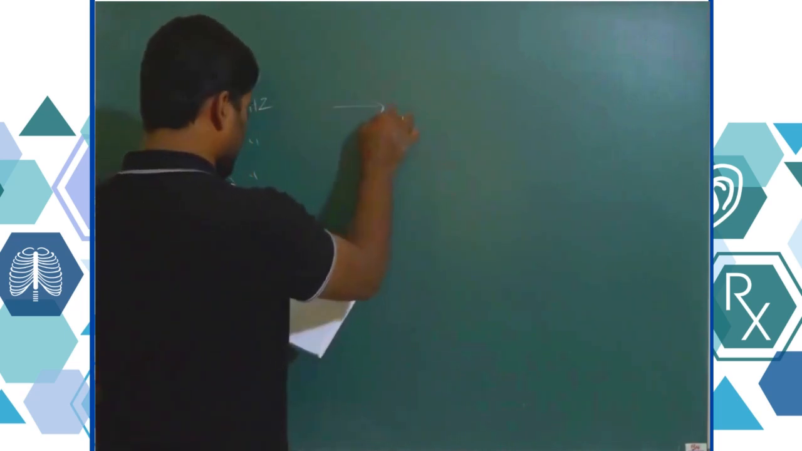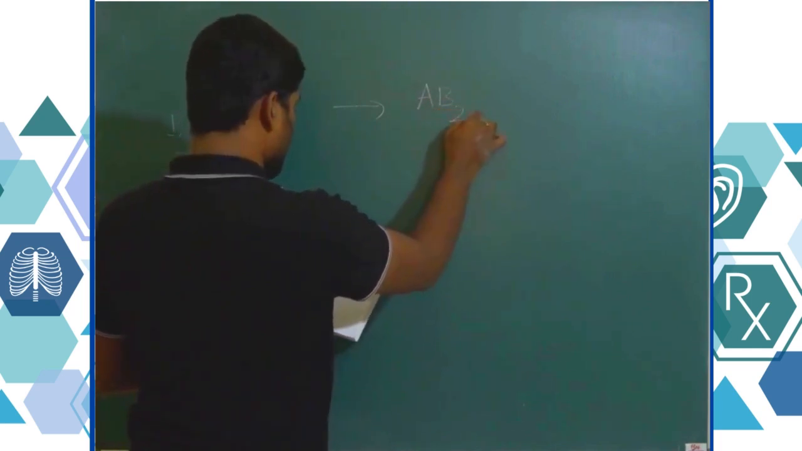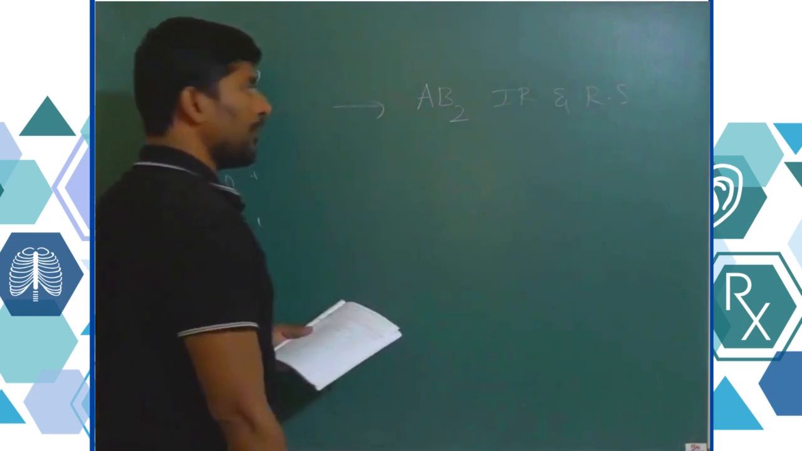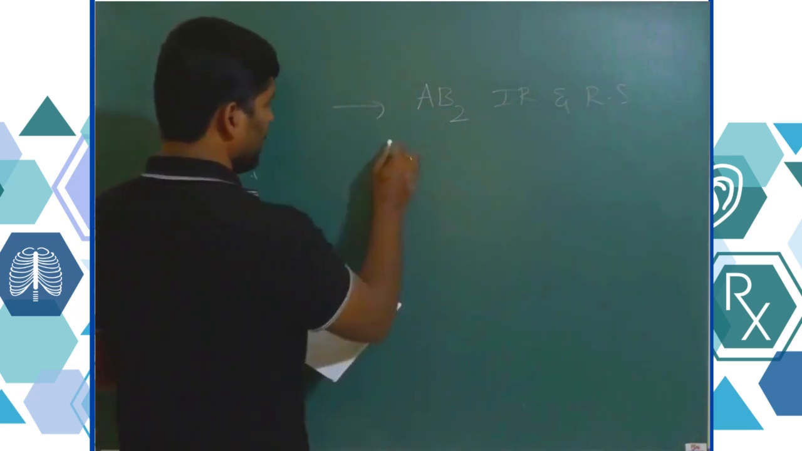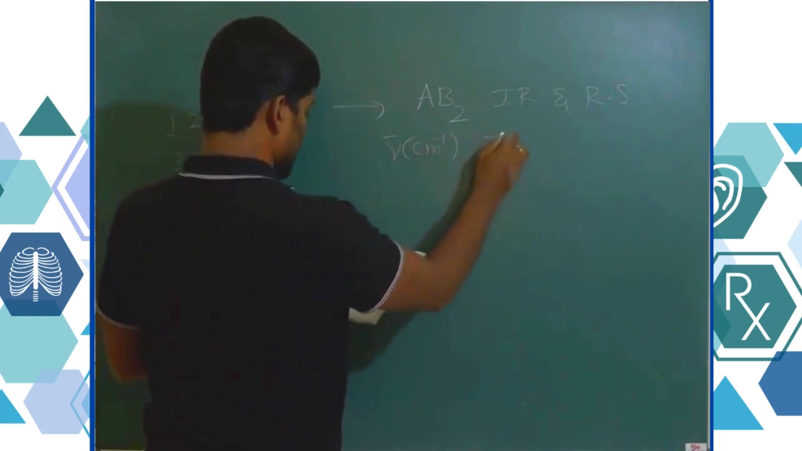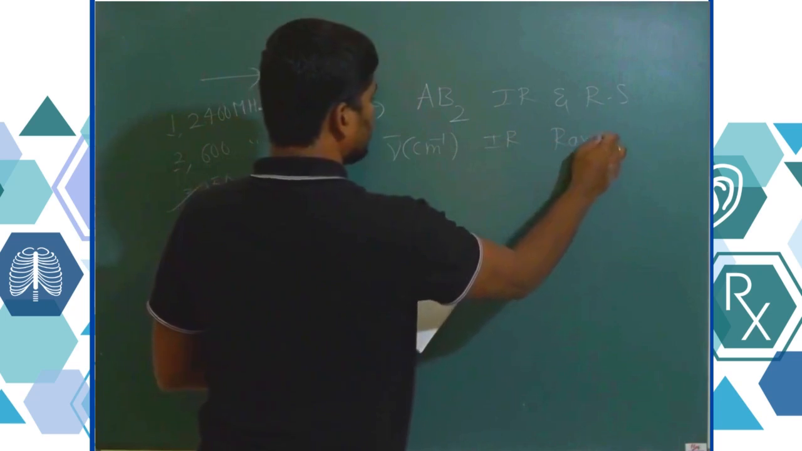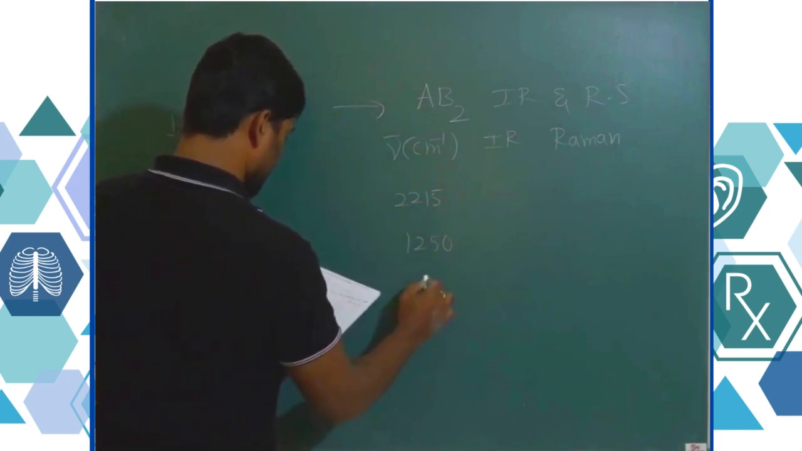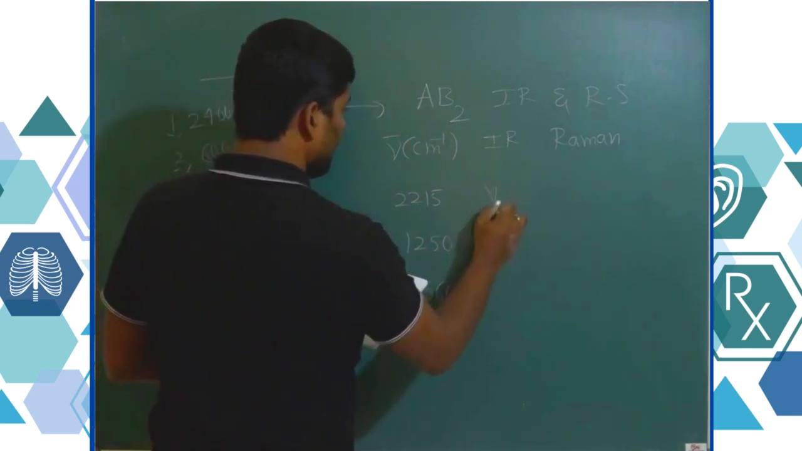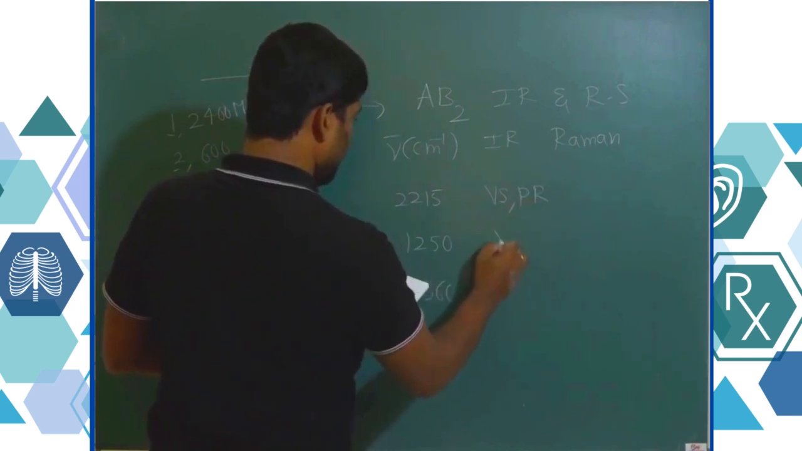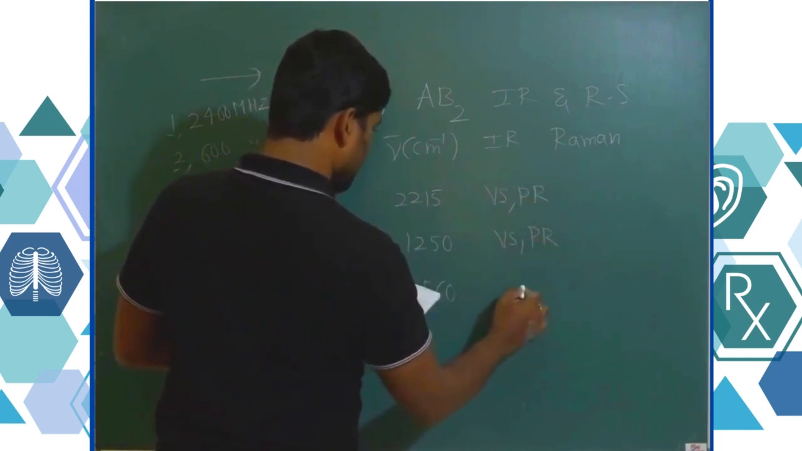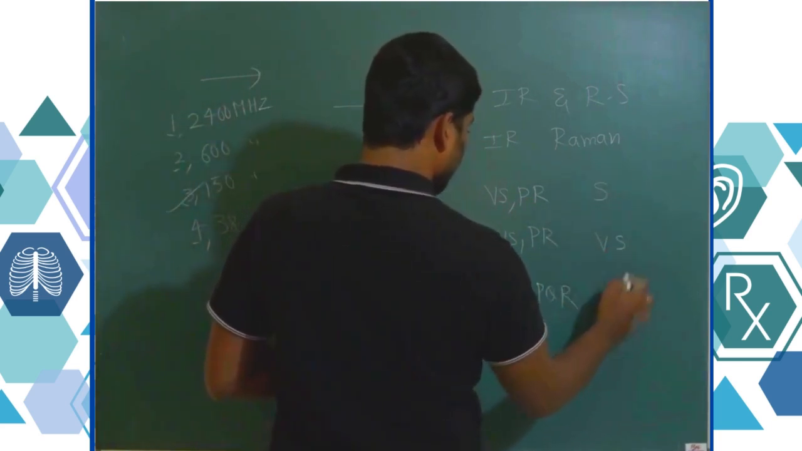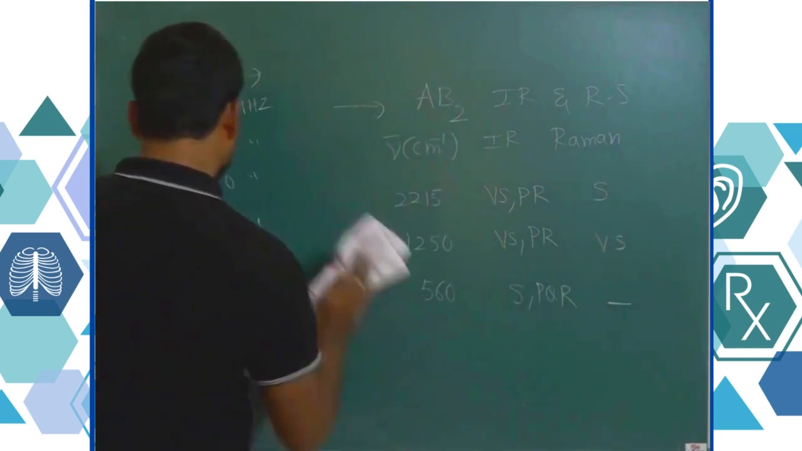Next one, this is given. A molecule AB2 shows the following IR and Raman spectra. Wavenumber, ν̄ in centimeter inverse: 2215, 1250, 560. IR: VS, PR, VS, PR, S, PQR. Raman: S, VS, dash. Like this, IR and Raman data is given.